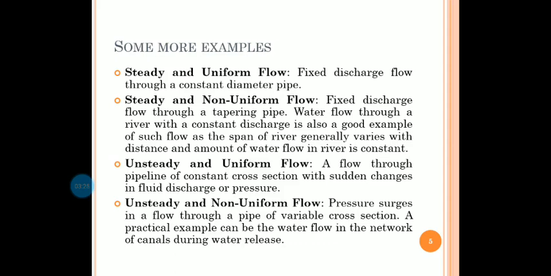Now coming to unsteady and uniform flow, a flow through a pipeline of constant cross section with sudden change in fluid discharge or pressure. But in unsteady and non-uniform flow, pressure surges in a flow through a pipe of variable cross section. A practical example can be water flow in the network of canals during water release.